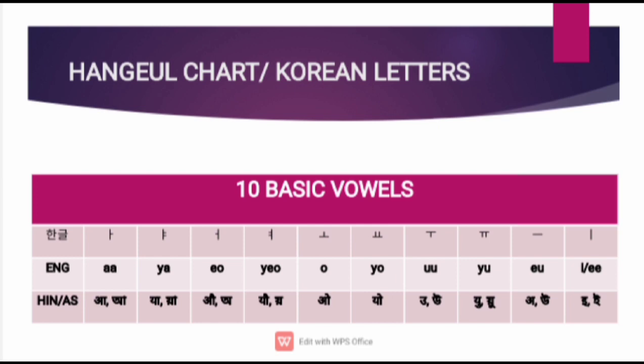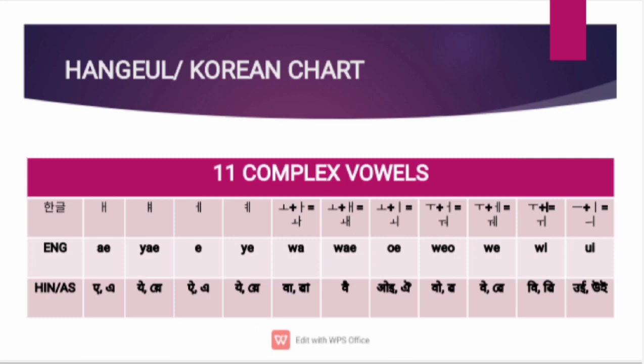Now let's move on to the 11 complex vowels, and let's see how they look, why they are all complex, and what similarities and differences they have with the Indo-Aryan languages and English. As you can see, these are the 11 complex vowels, and as you can see by the name, these are not only complex while pronouncing, as you need to put a little more pressure while pronouncing them, and it can be confusing at times.